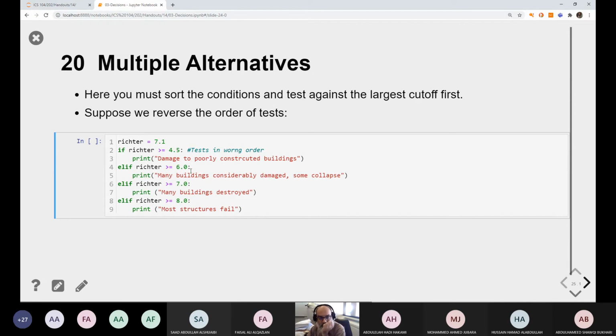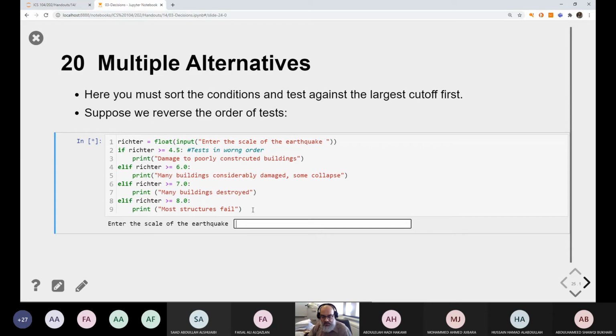Assume that I have this code. What's wrong with this code? I just flipped the order. So instead of starting with Richter greater than or equal to 8, I started with Richter greater than or equal to 4.5, then Richter greater than or equal to 6, then 7, and 8. So for example, if I run this code and I put the value 7.5, what should be printed? It will print damage to poorly constructed buildings.